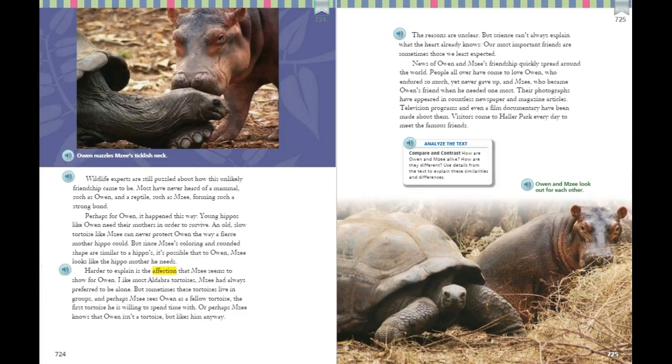What makes Owen and Mazzei's friendship unusual? What evidence do the authors provide to support the idea that Owen thinks Mazzei is like his mother? What do the authors mean when they say our most important friends are sometimes those we least expect?